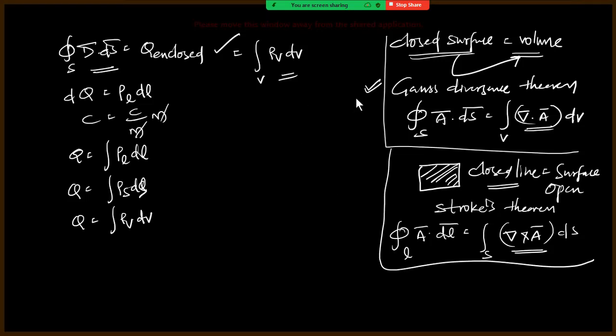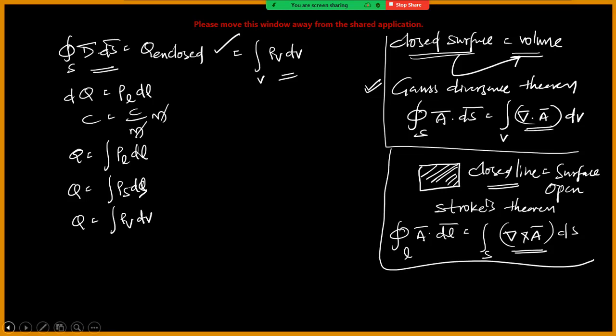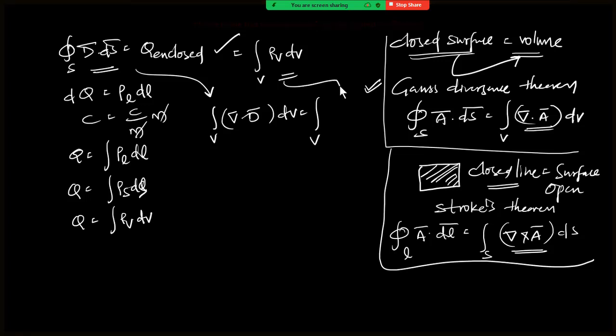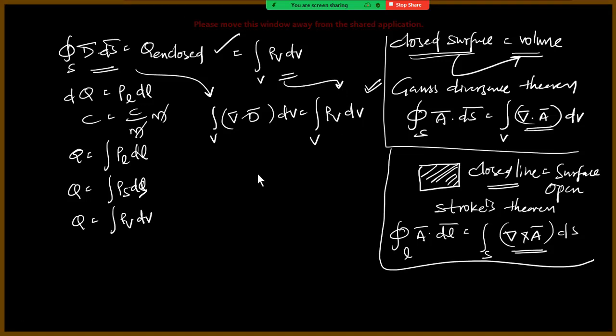So using this Gauss divergence theorem, what can we do? The closed surface integral can be converted into volume integral. So I am applying this to the closed surface integral of D bar dot ds bar. What will we get? Volume integral of del dot D bar dv. Like this we have written this closed surface integral as a volume integral. Now the right side part as it is, we have volume integral of rho v dv.